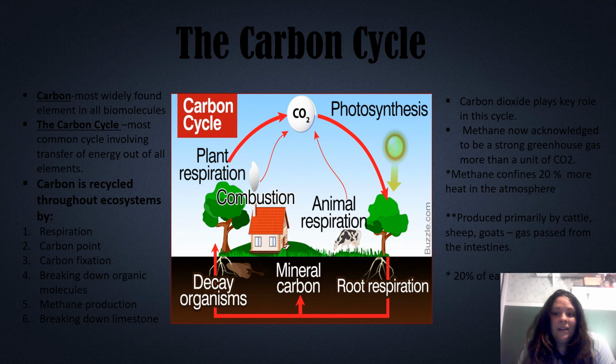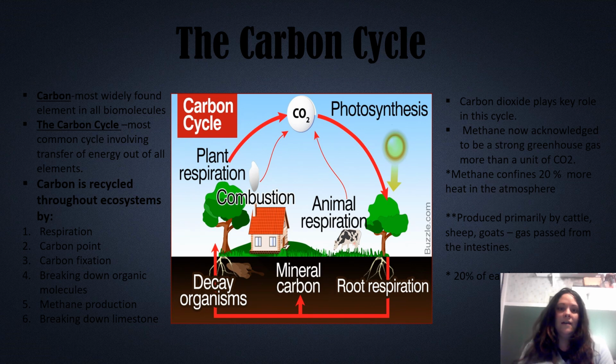It is produced mainly by cattle, sheep, and goats. Obviously, any living creature on Earth passes gas, so the gas passed from the intestines of these animals is what feeds the methane into the atmosphere.